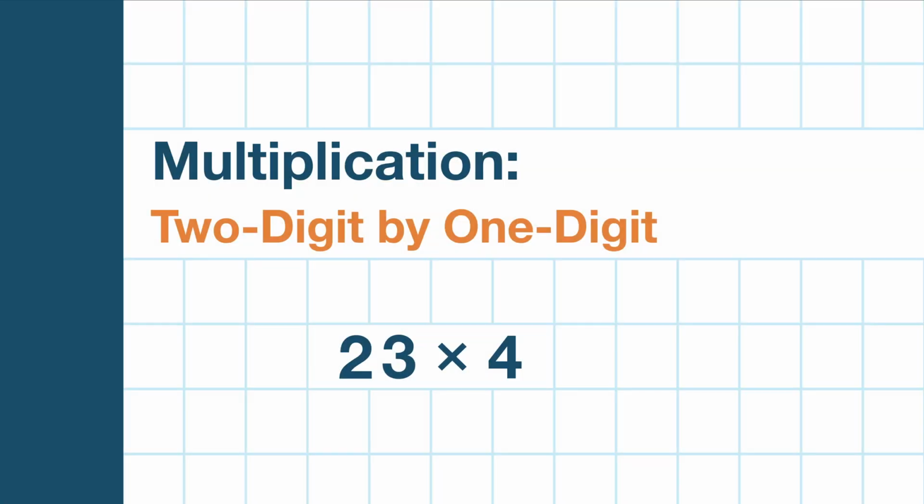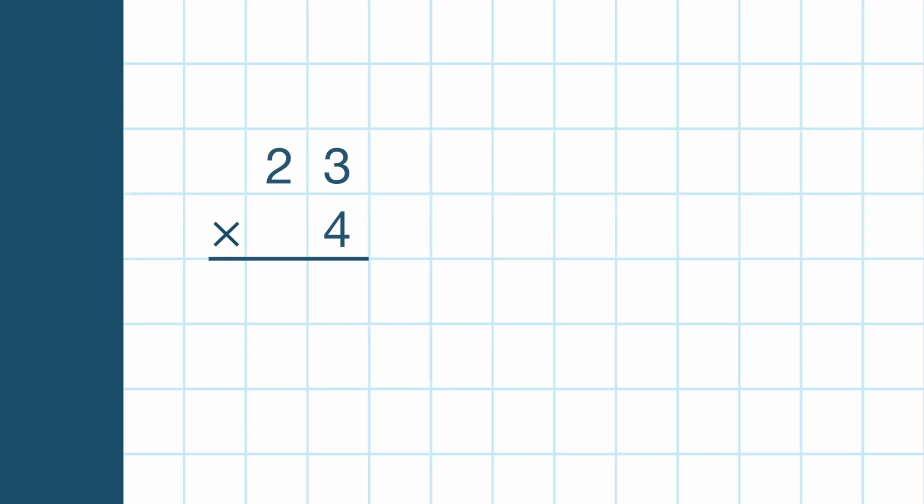How do you multiply a two-digit number by a one-digit number? You just need to multiply the one-digit number by each digit of the two-digit number, starting with the ones place. Let's see how this works with 23 times 4.